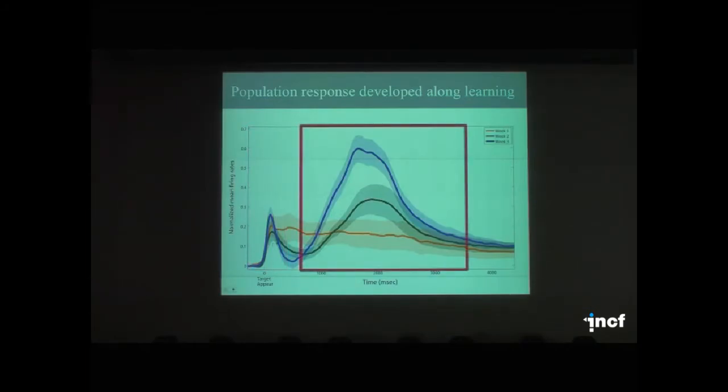The second phase is the movement-related activity. This first part is before the cursor moves at all. It's just the target appearance. In the movement-related activity, you can see that the population response slowly develops over the 3 weeks of learning. The peak grows and becomes slightly earlier in time.